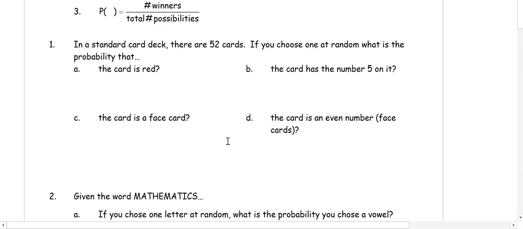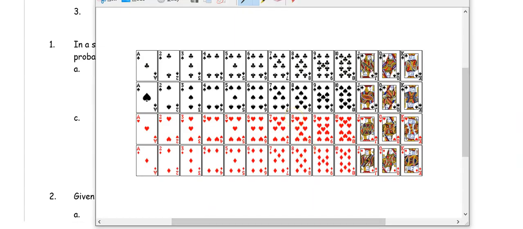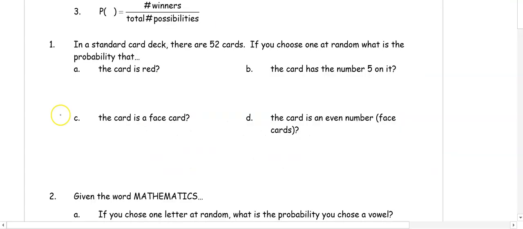So in number 1, in a standard deck of cards, there are 52 cards. If you choose one at random, what's the probability that the card is red? So if we look at this card deck here, we have our 52 cards. Notice that there are 13 in this row and 13 in this row that are all red. So we would have 26 red cards out of 52, which reduces to 1/2.